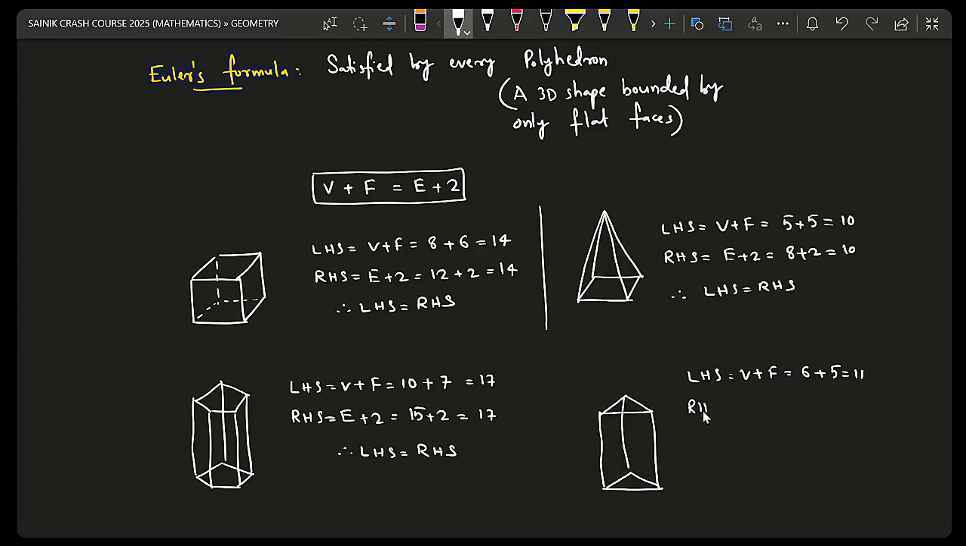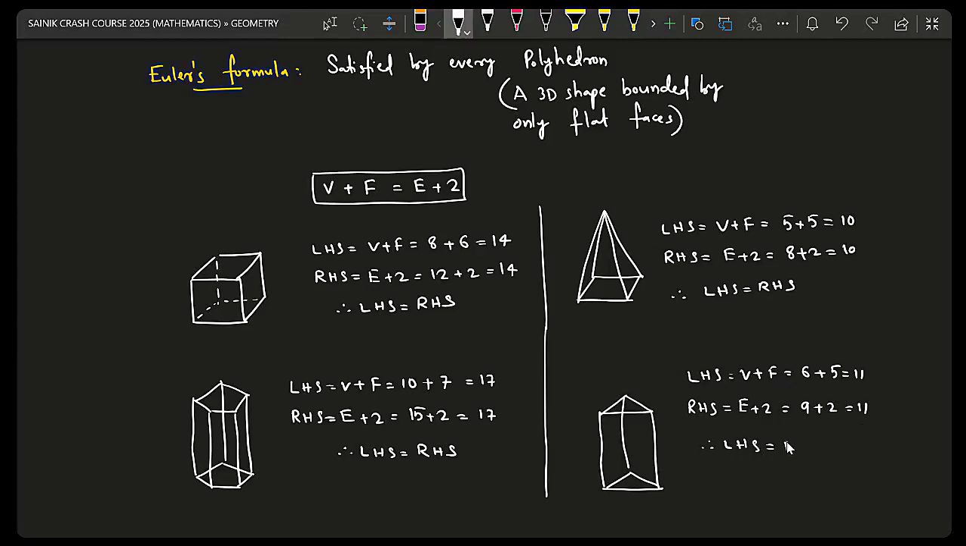Now RHS, we want E plus 2. E means number of edges, no? Yes, sir. How many edges are there? Edges means the lines. Count all the lines. Sir, 6. Not 6, 9. For base 3, for top 3, and for lateral there are 3 lines. Total how much? 3 plus 3 plus 3, 9. So we got 9 plus 2 is equal to 11. Again, we got the same answer, LHS and RHS.